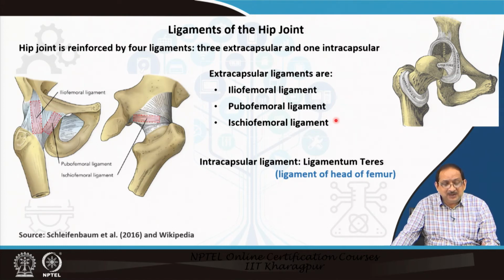This intracapsular ligament is attached to a depression in the acetabular notch and a depression on the femoral head, which is known as fovea capitis. It is a relatively small structure which runs from the acetabular fossa to the head of the femur.